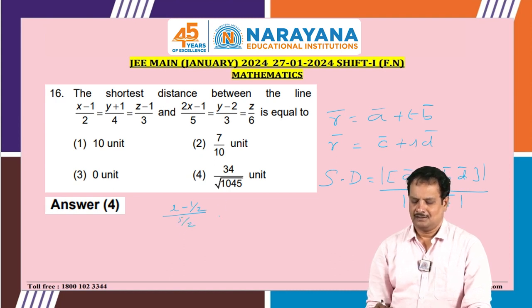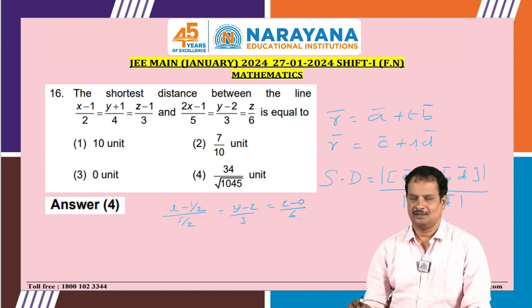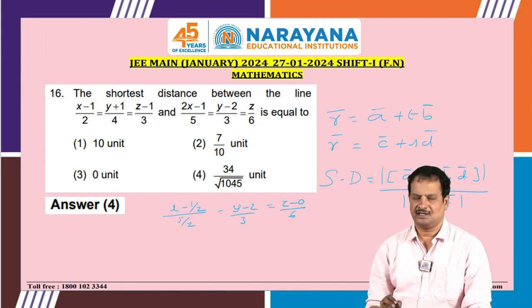So very clearly, this is nothing but a line passing through, and this is z minus 0 by 6, which means it is passing through (1/2, 2, 0) and having the direction ratios 5 by 2, 3 and 6 here. So very clearly, you can say that this is in the form of r bar equal to c bar plus s into d bar. Directly, you can use this formula to find the shortest distance between the skew lines. This is a standard question, a regular model, and that is the process of solving the problem. Okay, now let's go for the next question.